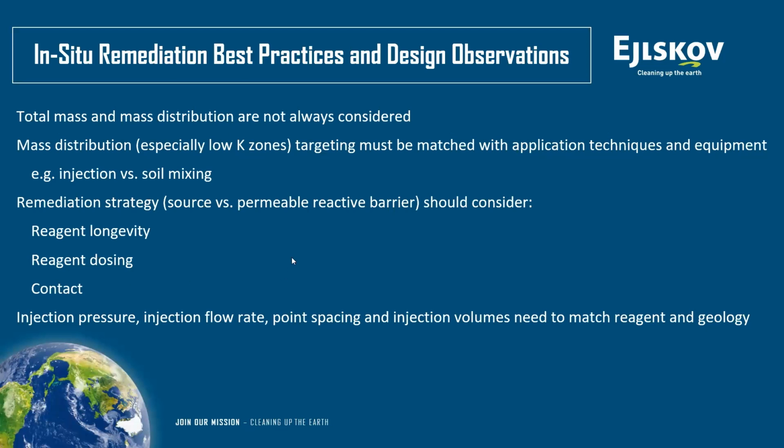And so in your source zones that have low K zones, especially, you've got to really match your application technique and your equipment. You're going to have to match your technology, your technique, your equipment, all with trying to target that mass. For example, if you have a highly variable layered geology that's got silts and clays and interbedded sands, and you put in a long screen direct push tool or an injection well, maybe you're going to target the higher K zones, and it's difficult to diffuse reagents into these lower K zones.